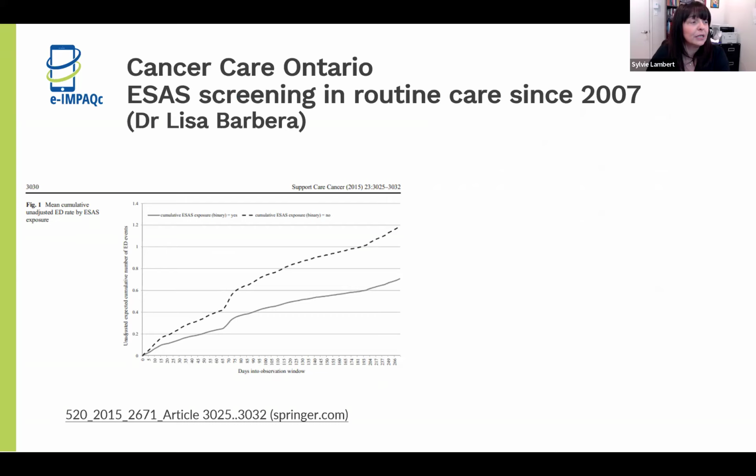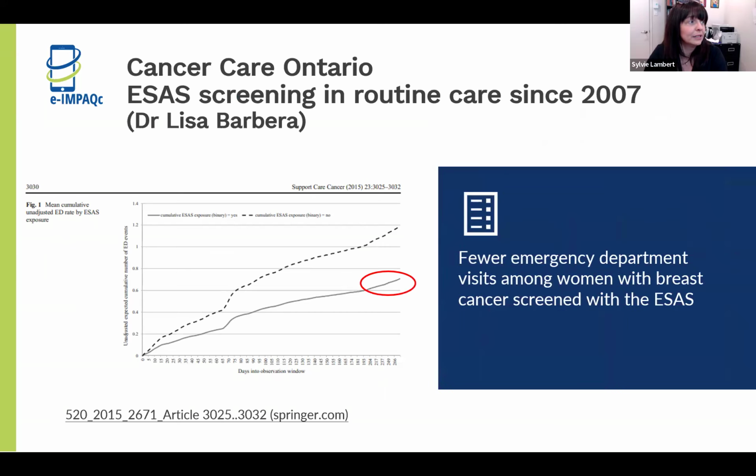And here what you see on the graph is the ESAS screening in terms of ED visit rates. And so what we see is that patients that were screened with the ESAS have fewer emergency room visits. And this is among women with breast cancer. But they've been analyzing and sub-analyzing with other cancer patients, and they're noticing the same thing. So the dotted line is patients that didn't have the ESAS and their return to emergency room visits, and the full line is those that did.